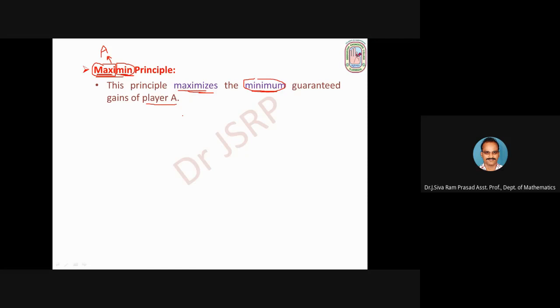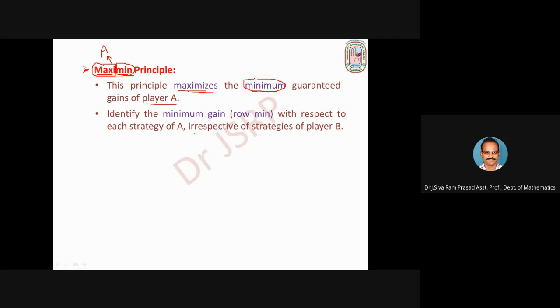Similarly, second row represents second strategy for player A. So in second row, we identify minimum value. That minimum value represents minimum guaranteed gain of player A with respect to his second strategy. So like that, we find minimum gain, that is row minima, with respect to each strategy of A, irrespective of strategies of player B. So here we don't bother about strategy of player B. Whatever the strategy of player B, that means whatever the column, we take row minima, that is minimum gain in each row. With respect to each strategy of A means in each row.